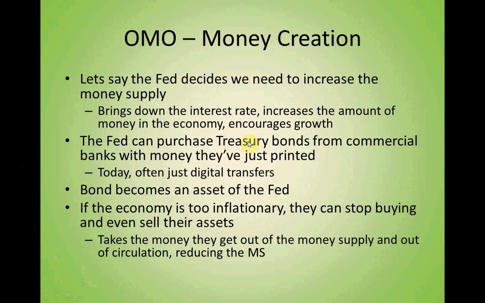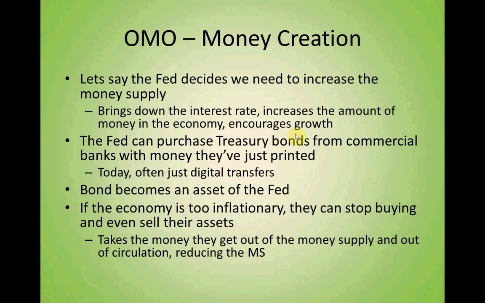So let's say the Federal Reserve decides to increase the money supply. One way they could do it is the discount rate and stuff like that, but that's actually not that common. This is usually what's going to happen more so. The Federal Reserve wants to increase the amount of money that exists. We'll talk more about this stuff in Unit 5. This will bring down the interest rate, increase the amount of money in the economy, and encourage growth, yada, yada, yada.